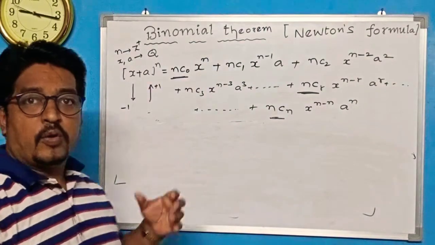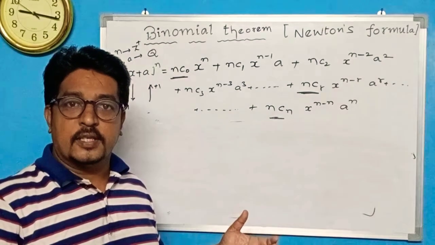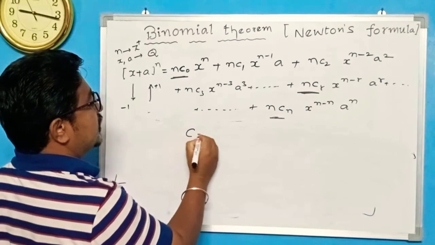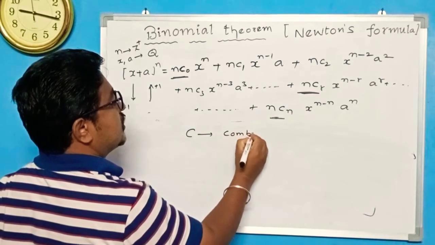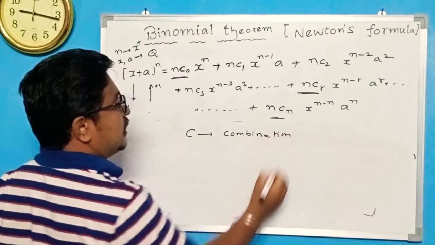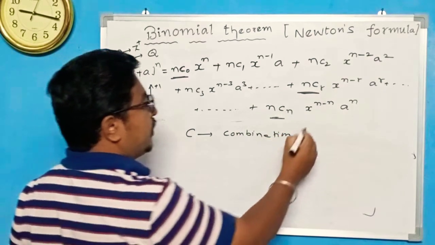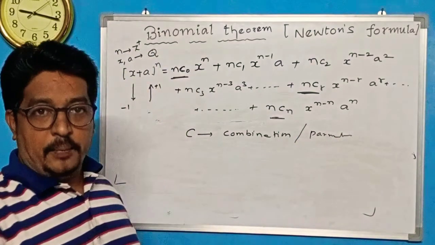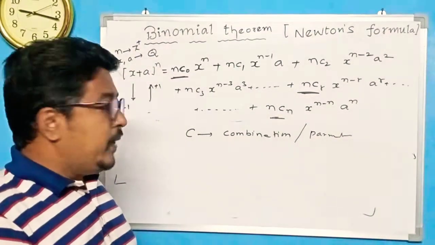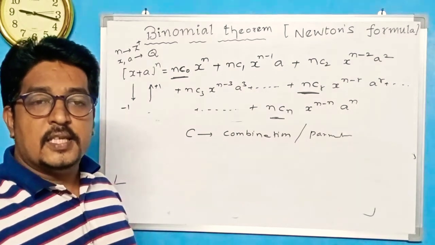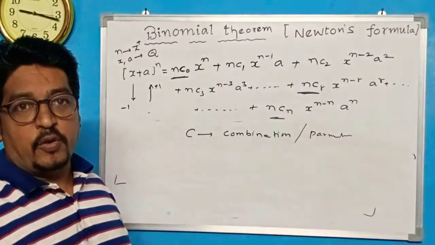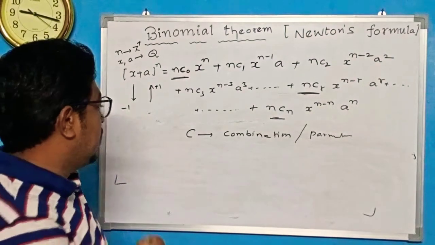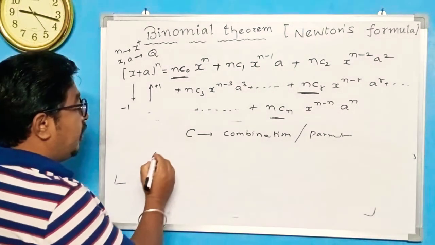Before going to these concepts, what about C? C is nothing but combinations. In these combinations we also have permutations, which is again one chapter in this concept. Combinations and permutations, this is arrangements. So the number of ways of the arrangements, we call a factorial.